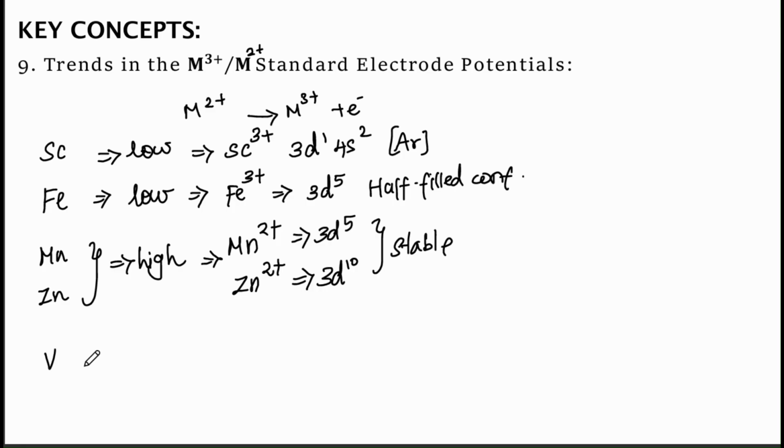If you see the value of vanadium, it is negative, but it is a less negative electrode potential value, because vanadium also is stable in V2+ state, because in this state it will have 3d3 configuration, which is the half filled t2g3 configuration, which is also more stable.